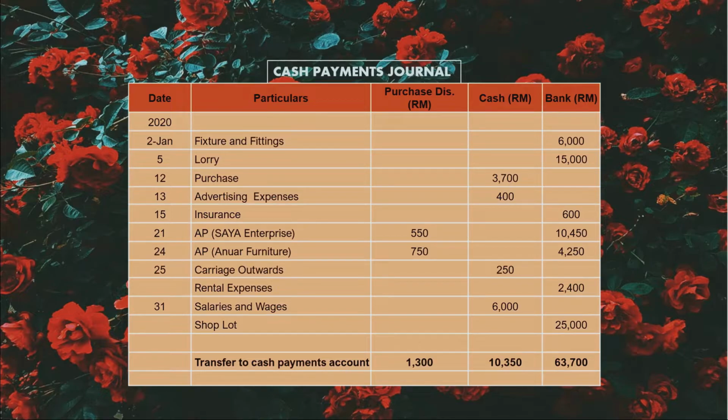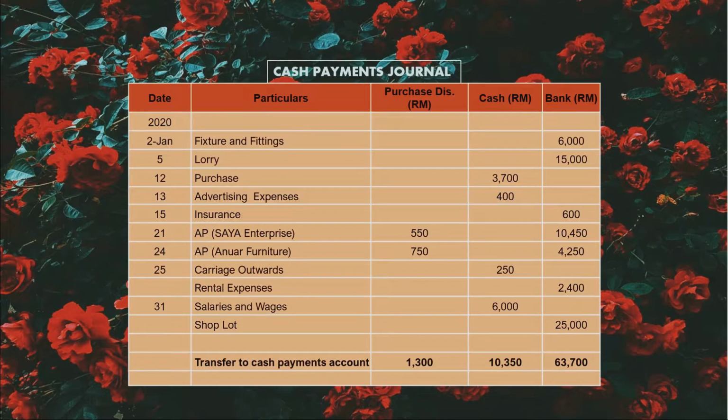On 13 January, the business expensed RM 400 for advertising and the payment was made by cash. On 15 January, the owner took RM 600 from his business bank for life insurance.